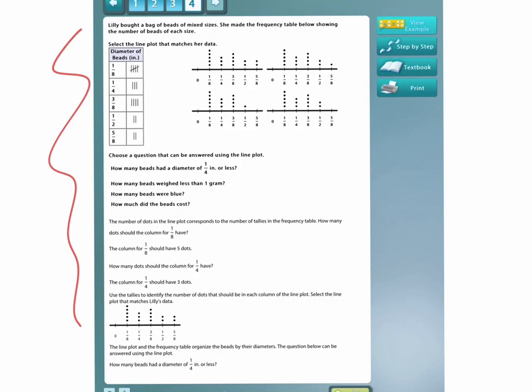And again, here's ThinkCentral's view example, step by step. You should always be reading through these or doing the step-by-step or view example if you have any questions about what the problem is asking you.